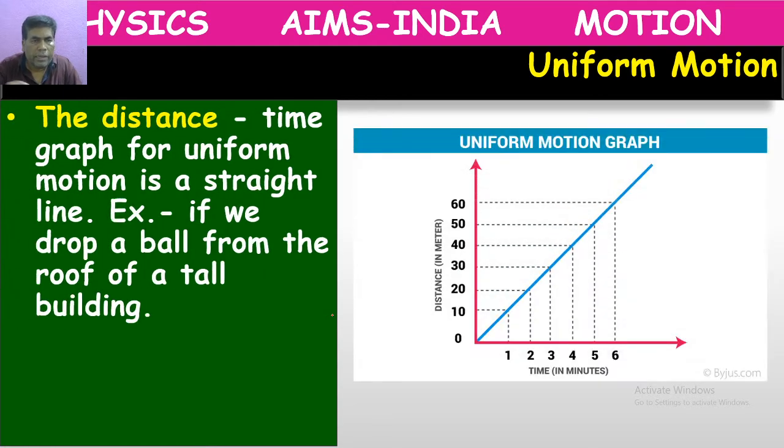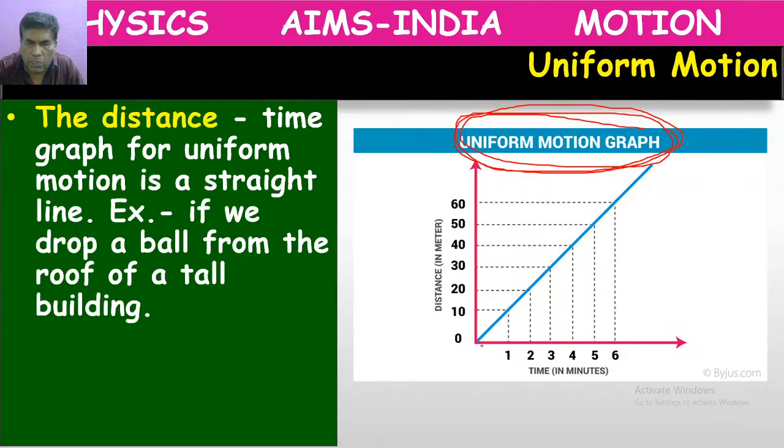So here, if you observe the graph on the right side of the slide, what is this graph actually? This is a uniform motion graph.